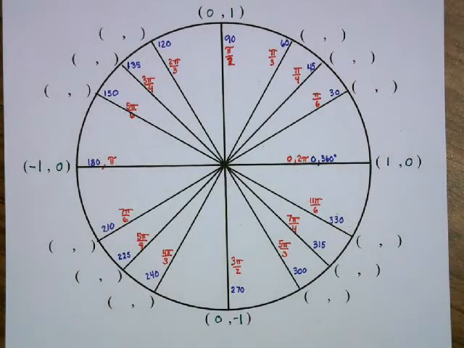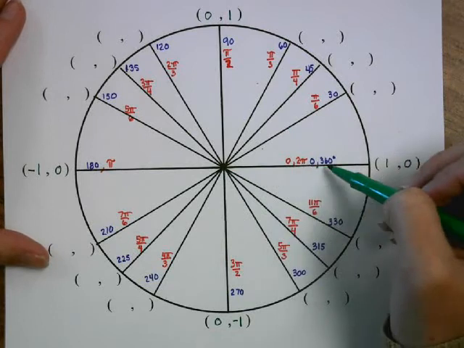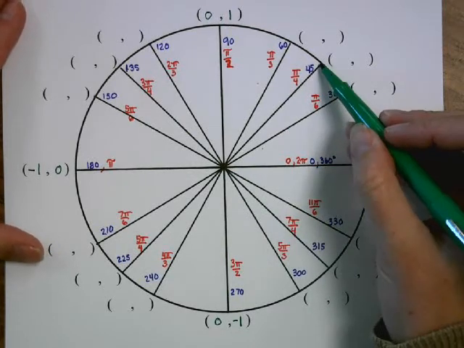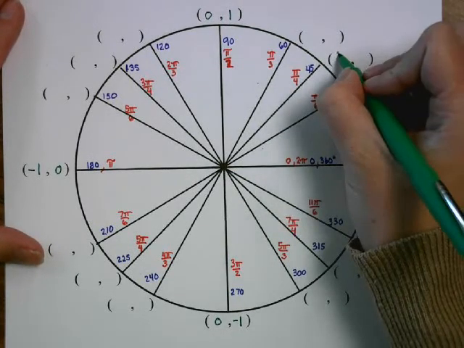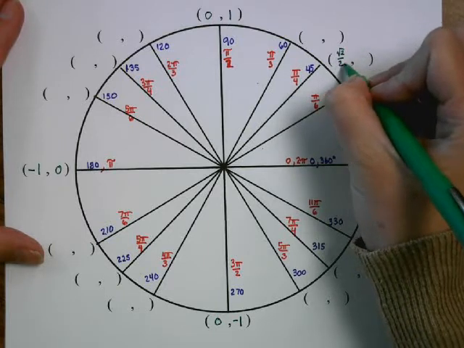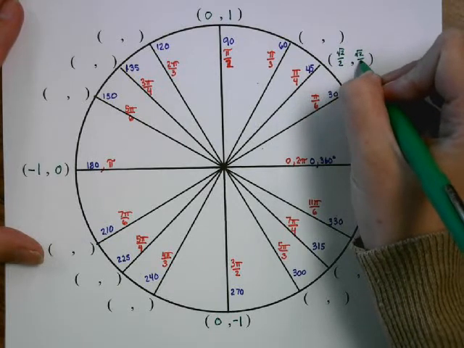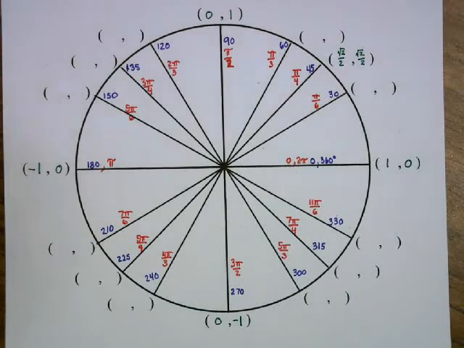Back to the unit circle. That means this x distance is root 2 over 2, and this y distance is root 2 over 2. So the coordinates here are (root 2 over 2, root 2 over 2). All four of the angles that correspond to the 45 are going to have those same coordinates.